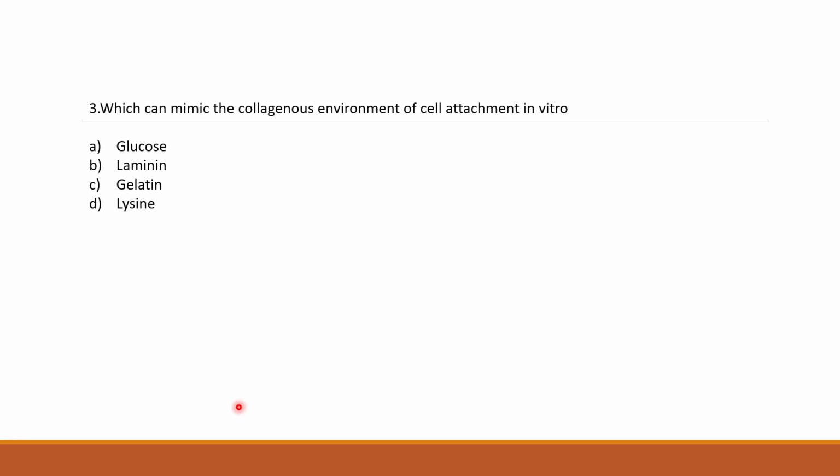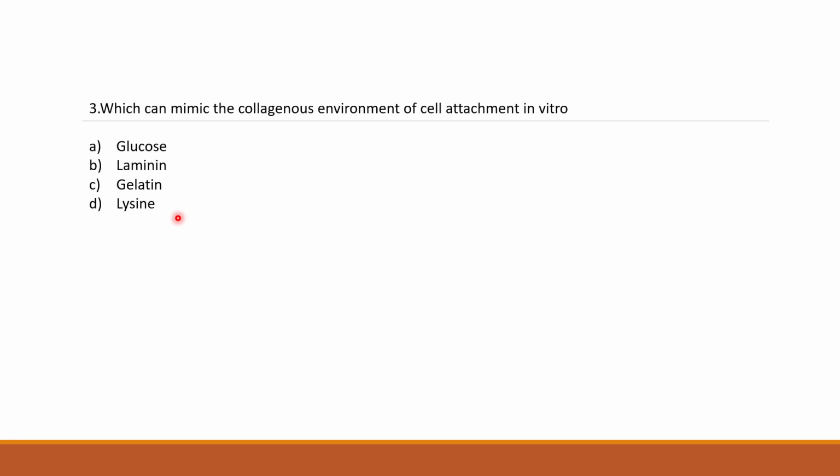Next question. Which can mimic the collagenous environment of cell attachment in vitro? So, collagenous environment. What the question means is, what is similar to your collagenous environment for attachment of cells? Which one is similar to collagen basically? So A glucose, B laminin, C gelatin, D lysine. Anyone?